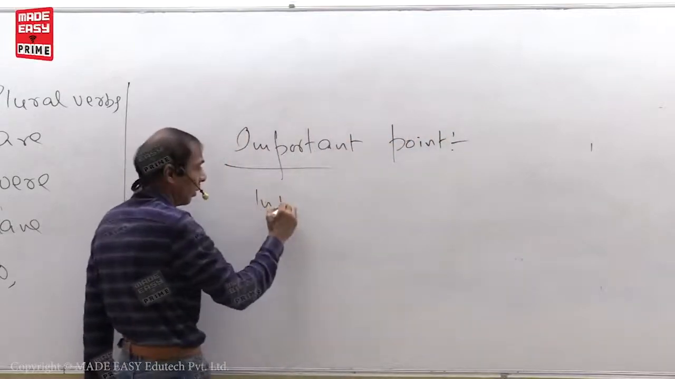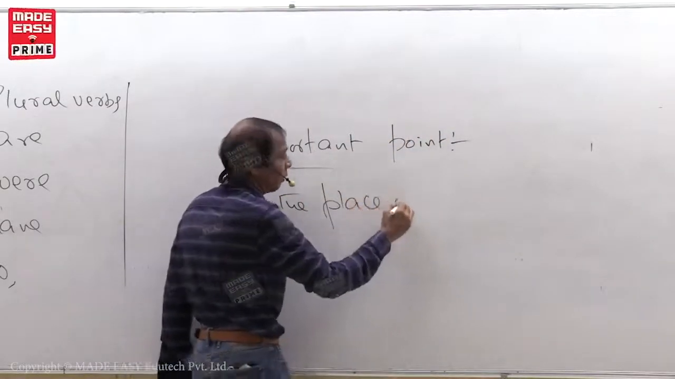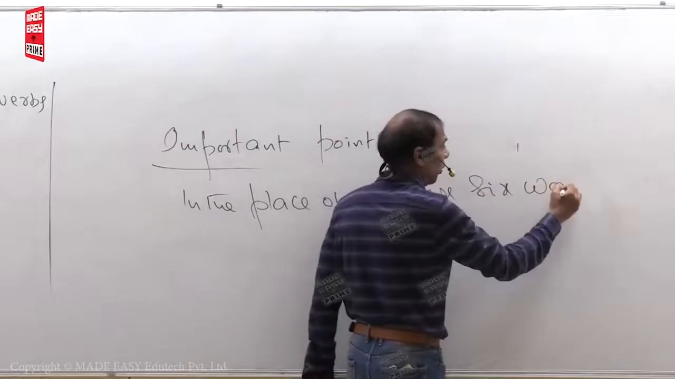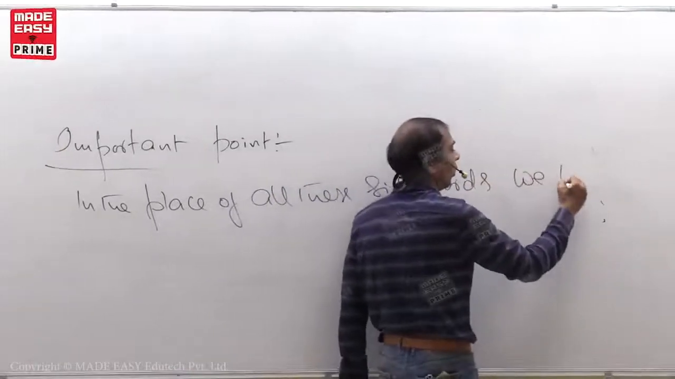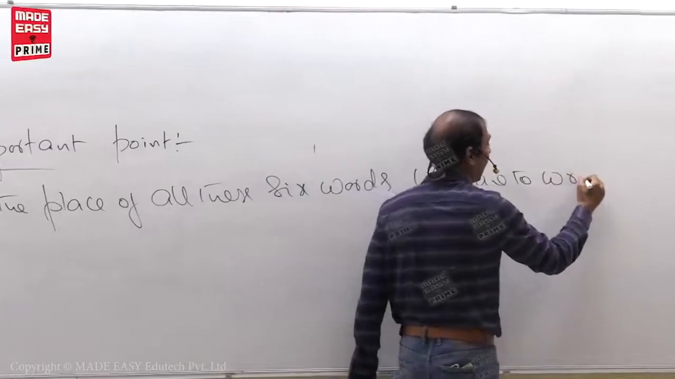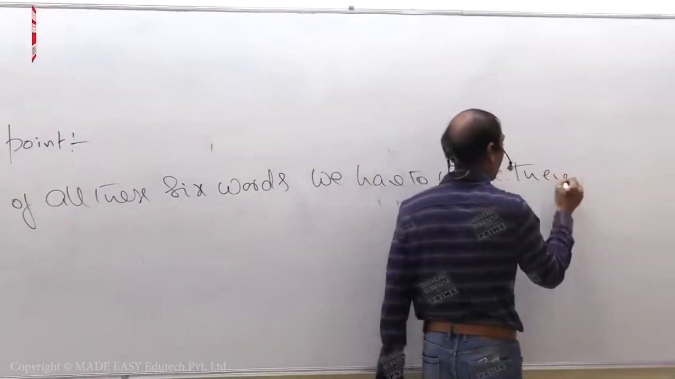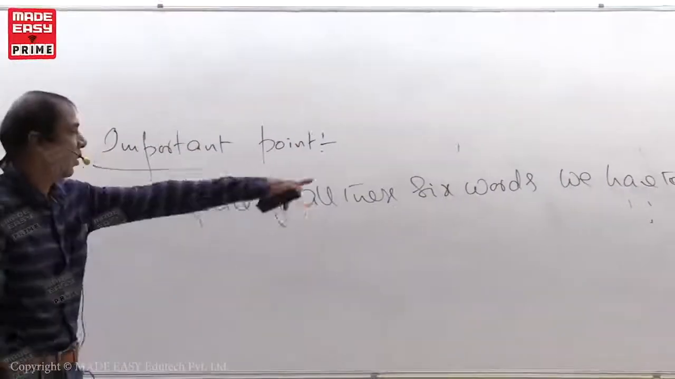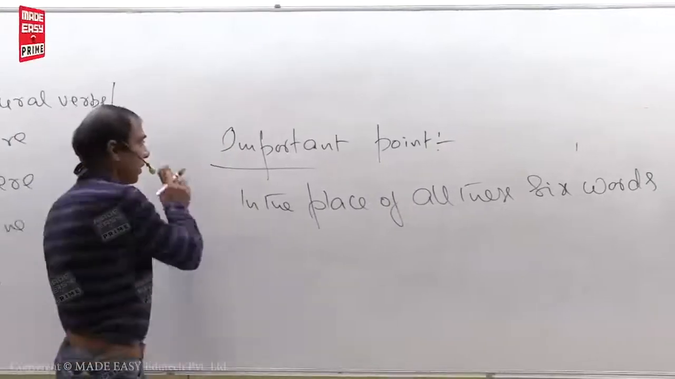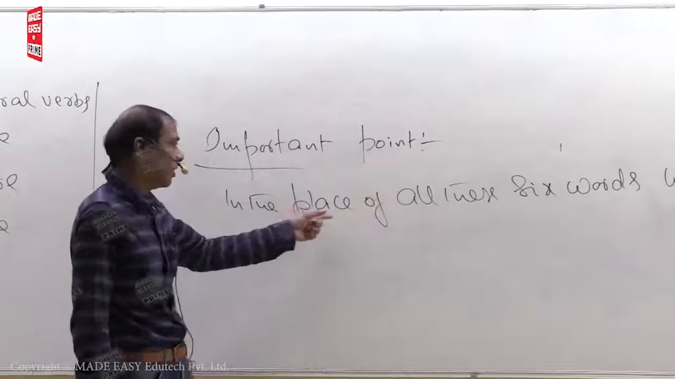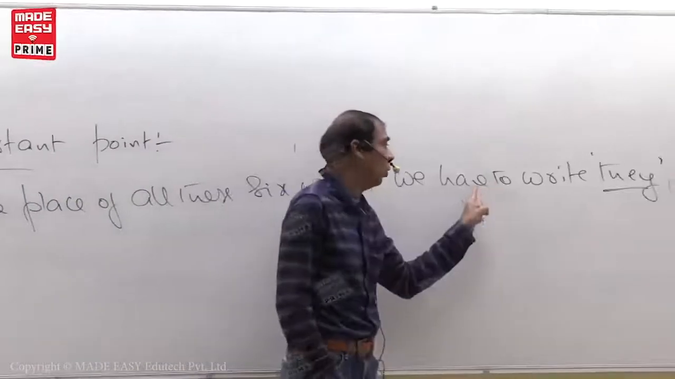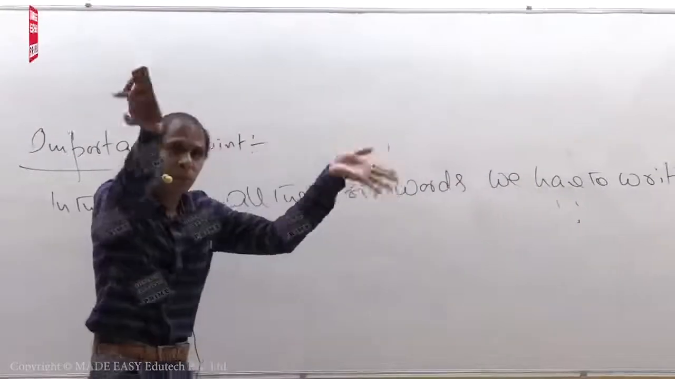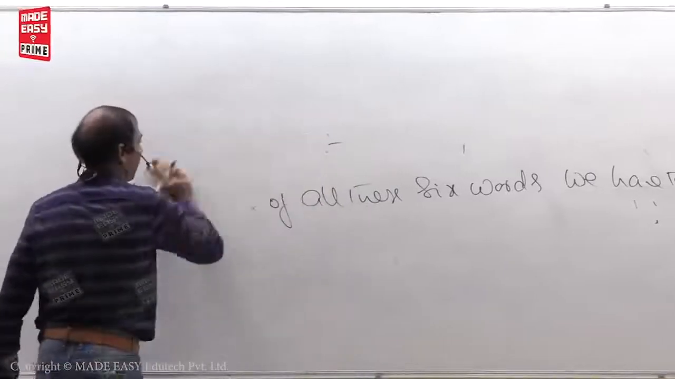See? In the place of all these 6 words, we have to write they. We have to write they. That's it. Very easy. Right? What is the important point? In the place of all these 6 words, we have to write they. Okay? Write they, underline, put single quotations like that.